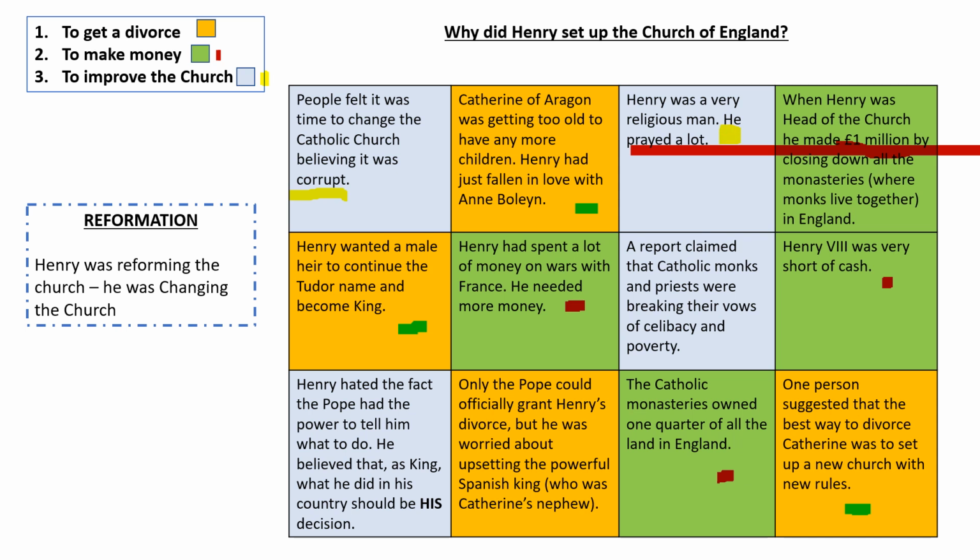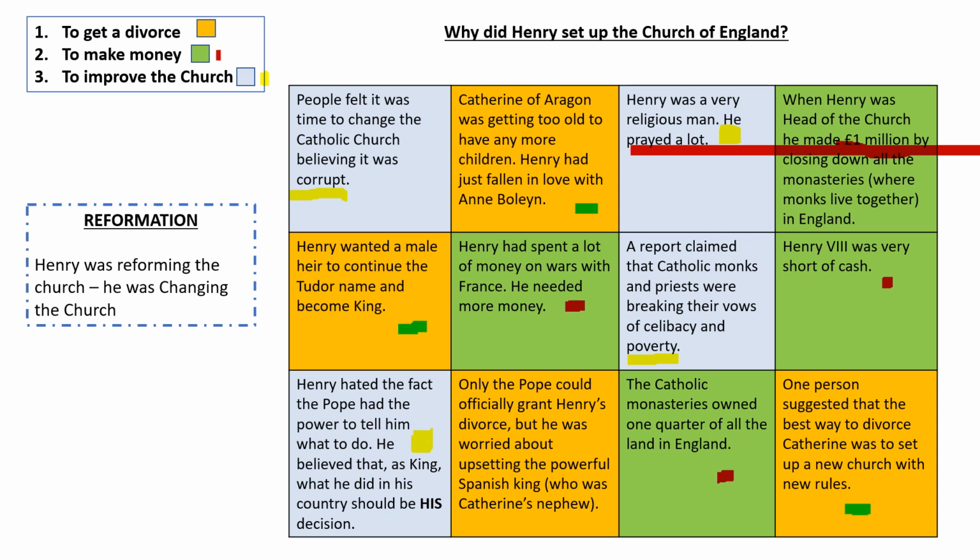A report claimed that Catholic monks and priests were breaking their vows of celibacy and poverty, which was unacceptable, and Henry also hated the fact that the Pope had more power than him and told him what to do. So this is partly to do with improving the church, but also to highlight the power struggle that's still happening between the king and the church.